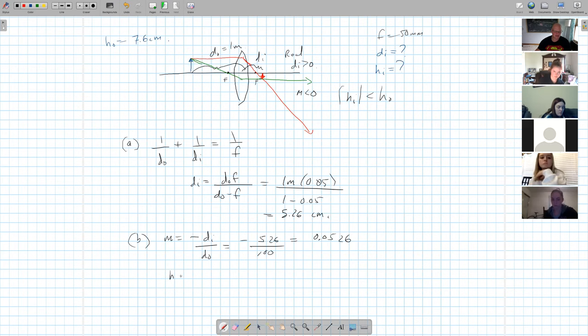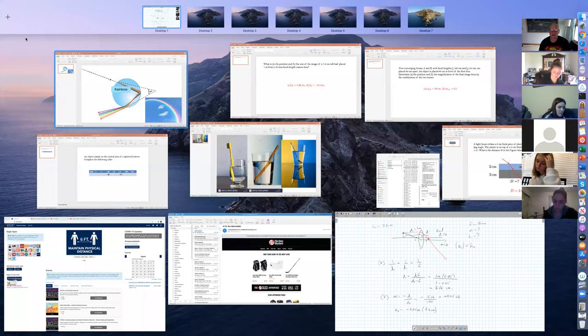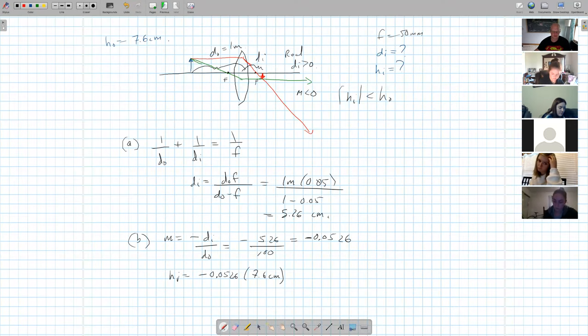Good. So that means the image height is going to be, with the negative sign, negative 0.0526 times 7.6 centimeters. Assuming I multiplied this out right, this should be about negative 0.4 centimeters. So this is going to be our image height. That's okay? So again, same thing as with the mirror.